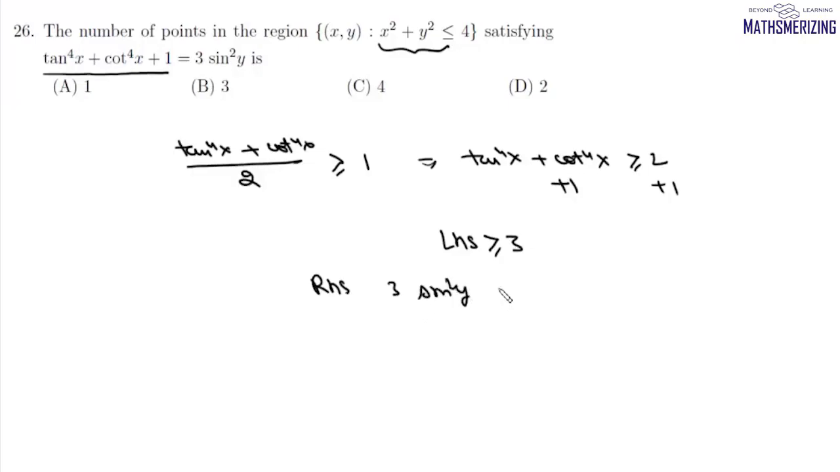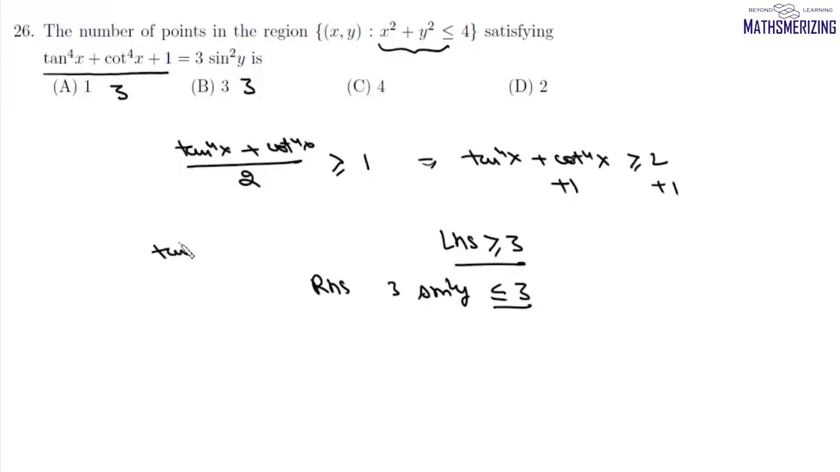Now we look at this right hand side, which is 3 sine square y. Maximum value of sine square y is 1. So this is always less than or equal to 3. So left hand side is 3 or greater than 3, and right hand side is 3 or less than or equal to 3. So this equation will have a solution if and only if left hand side is 3 and right hand side is also 3. Now left hand side will be 3 when AM is equal to GM, and AM will be equal to GM when numbers are same.